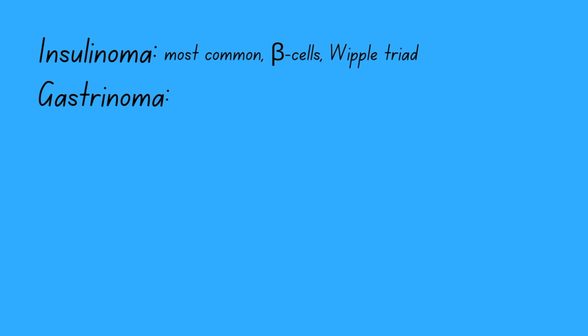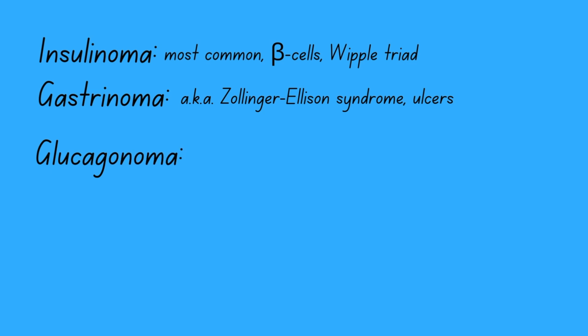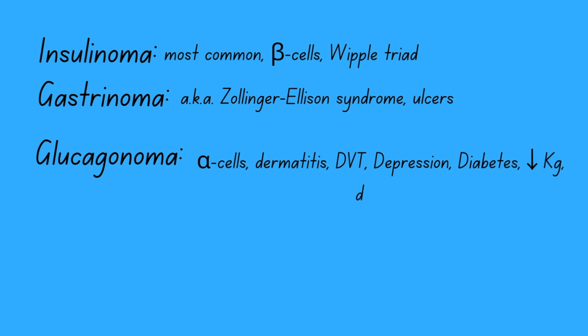Others is gastrinoma, which is also called Zollinger-Ellison syndrome, which is increased production of the gastrin leading to ulcers. Glucagonoma, which is associated with the alpha cells leading to overproduction of glucagon. It presents with dermatitis, deep vein thrombosis, depression, diabetes, decreasing weight, and diarrhea.